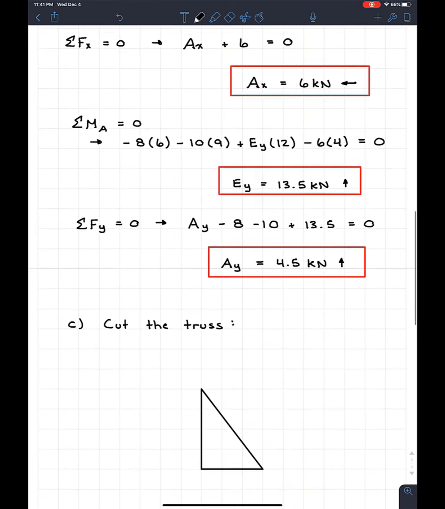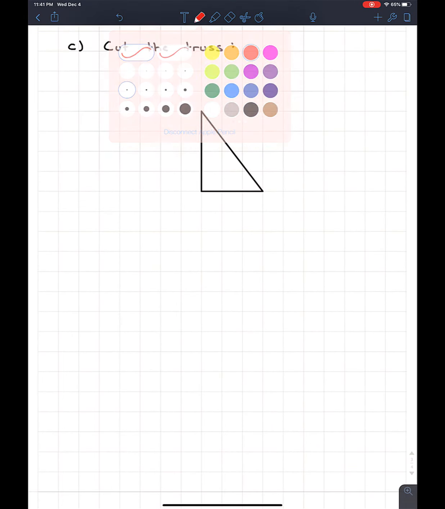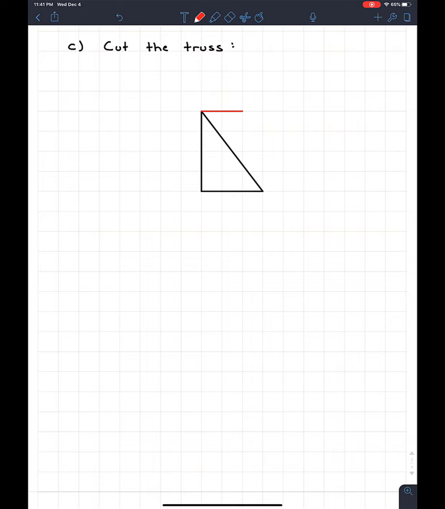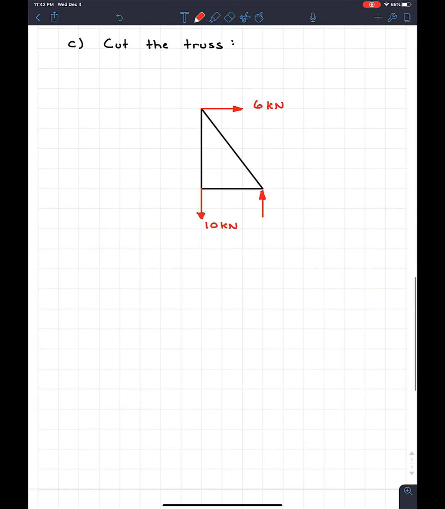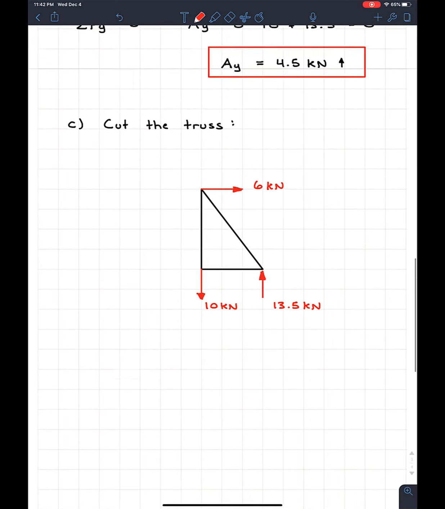So I'm going to start by placing the 6 and the 10. So I'm going to come here and say, okay, I got 6 kilonewtons coming at the top. I got 10 kilonewtons coming down this way. And then I got a reaction force at E, which I remember was up. So we're going to put a little force coming up here. And we're going to check, and we see that EY is equal to 13.5 kilonewtons. So I'm going to put 13.5 kilonewtons. And then I need to put all the members that I cut.